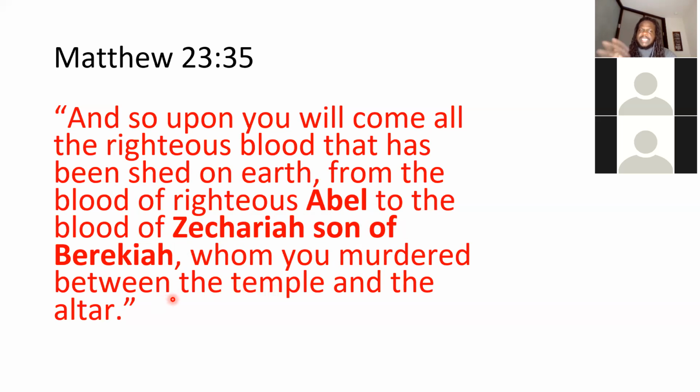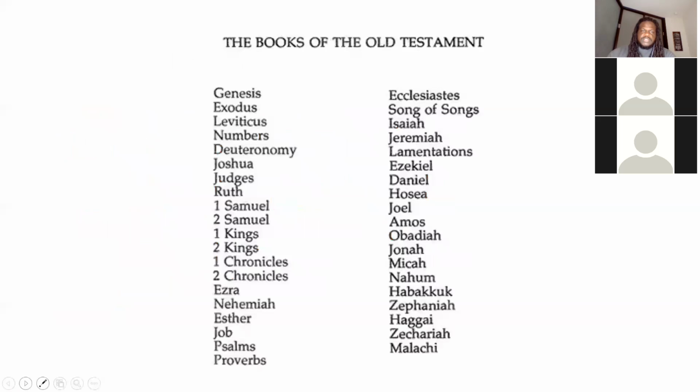So Jesus was saying, you've been hurting our people since Abel, and Abel is a character from the story of Genesis, Cain and Abel. Abel was murdered by his brother. So he references the book of Genesis, but then he says Zechariah. If you're familiar with the book of Zechariah, it appears near the end of the Old Testament. So if you look at it right here, you see Genesis is right here and Zechariah is right here.